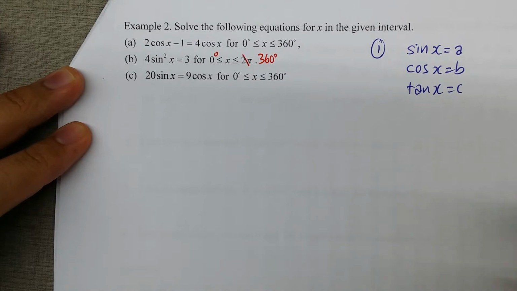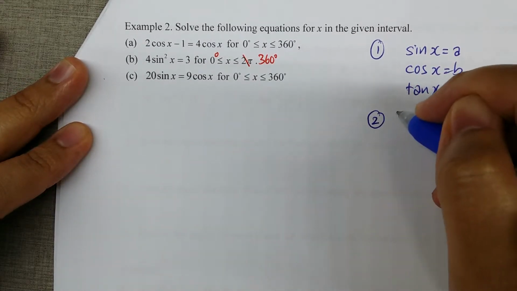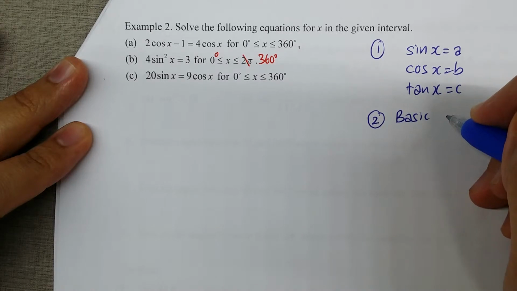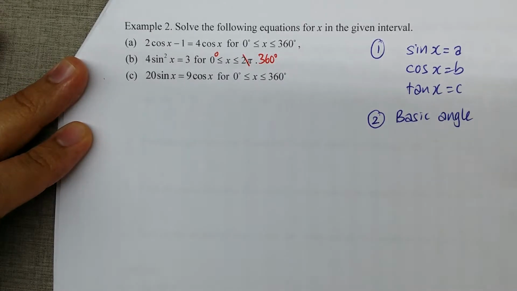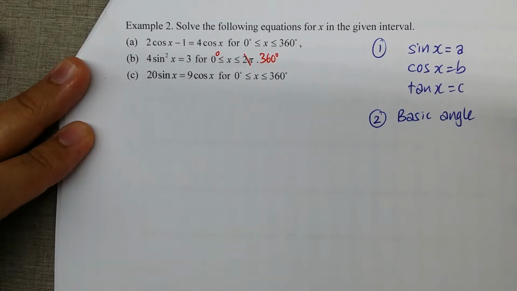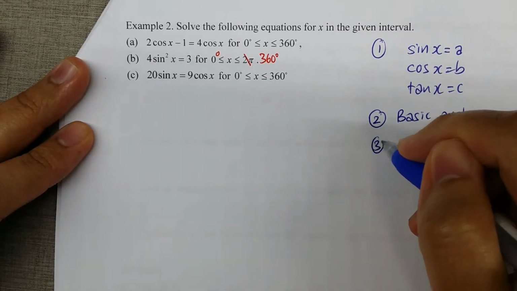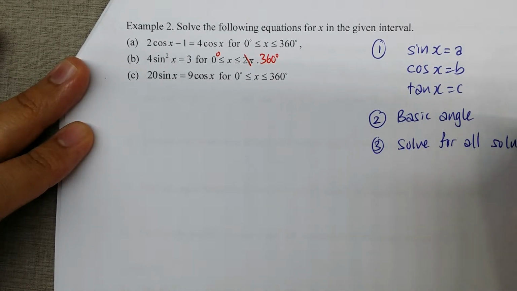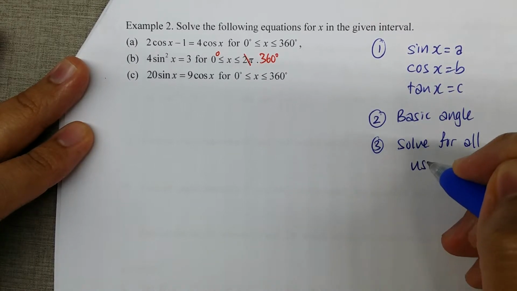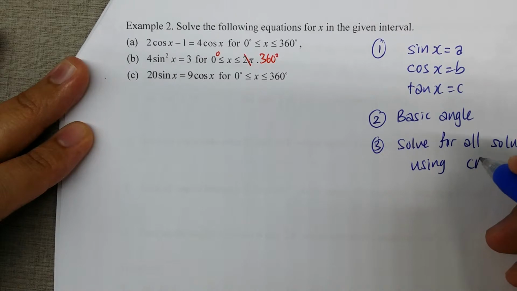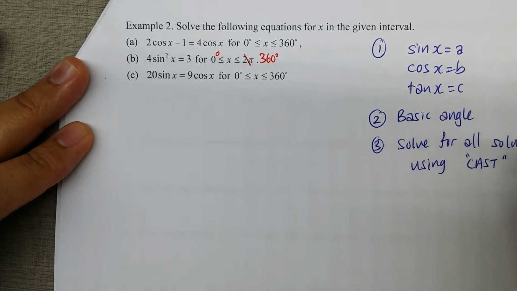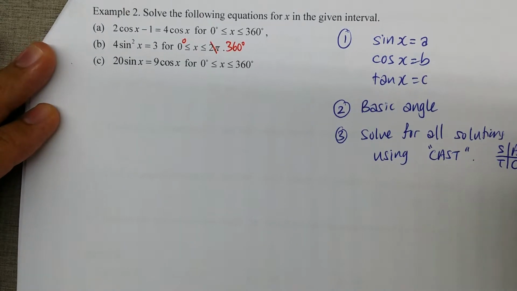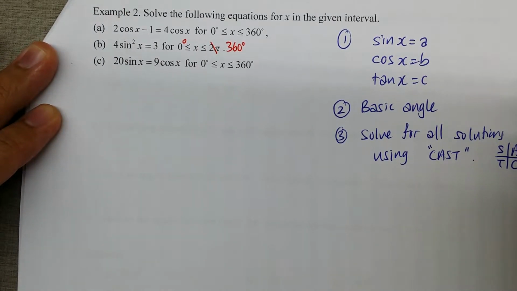So the second step will be to find the basic angle. I'll teach you how, it's quite simple. Once you are able to find the basic angle, we can solve for all solutions using the CAST or the ASTC quadrants that we learned before. Remember? ASTC. So these are the steps to follow. If you follow closely, you should not be lost.